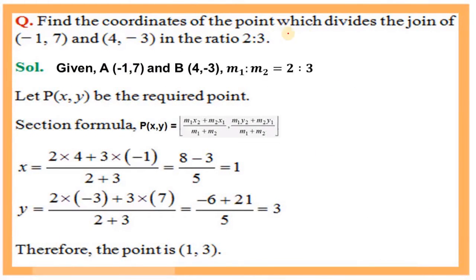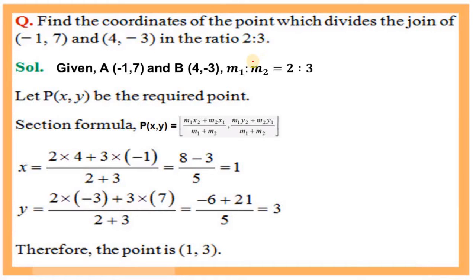Find the coordinates of the point which divides the join of (minus 1, 7) and (4, minus 3) in the ratio 2 is to 3. So, let us assume the given coordinates as A and B. Let (minus 1, 7) be A and (4, minus 3) be B. Let us assume this ratio 2 is to 3 as m1 is to m2. So, we will substitute all the given terms in the section formula.